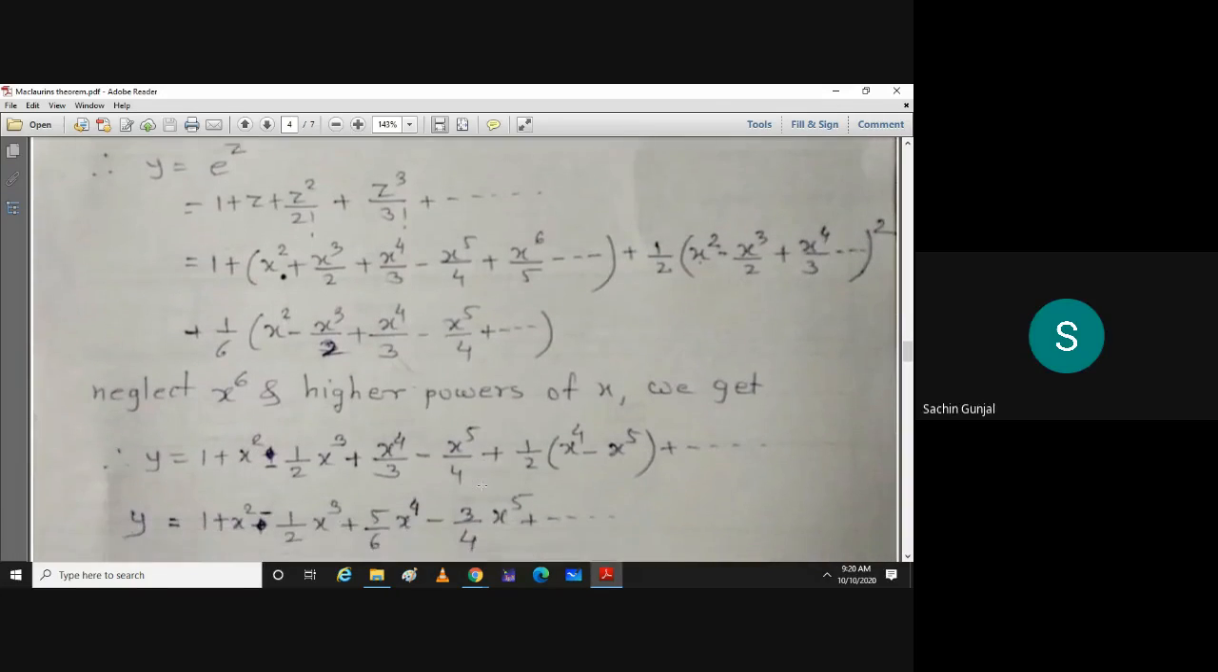Okay, just copy it fast. It's 9:20. If you are done, just let me know. Here it is minus x cubed by 2. Make a correction. This is minus x cubed by 2.